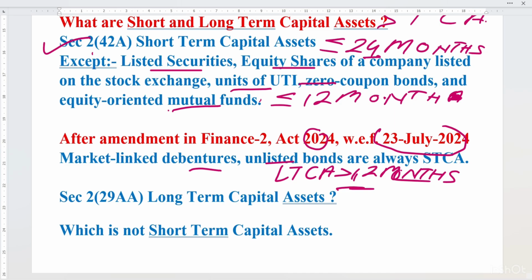यानी कि बजट 2024 में जो सेकंड बजट आया था, उसमें 23 जुलाई 2024 के बाद एक अमेंडमेंट आई थी, जिसमें कहा गया था कि मार्केट लिंक्ड डिबेंचर्स और अनलिस्टेड बॉन्ड्स हमेशा ही शॉर्ट टर्म कैपिटल एसेट होंगे, चाहे पीरियड ऑफ होल्डिंग 24 मंथ हो और मोर देन दैट हो, कोई फर्क नहीं पड़ेगा, वो हमेशा शॉर्ट टर्म कैपिटल एसेट कहलाएंगे.